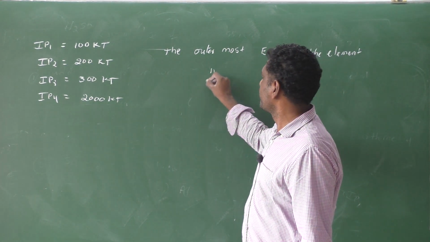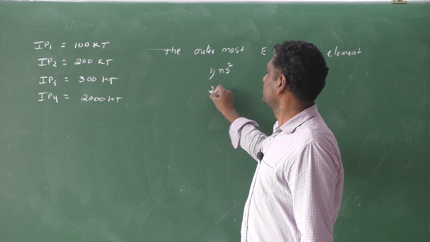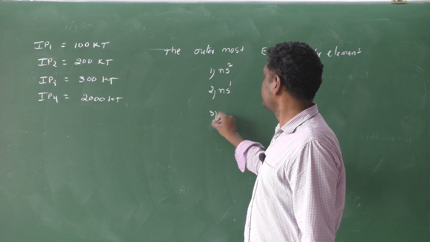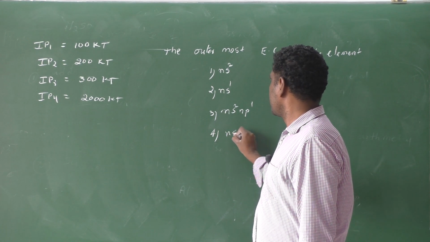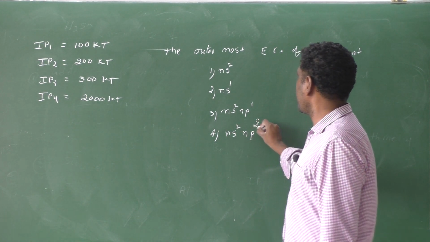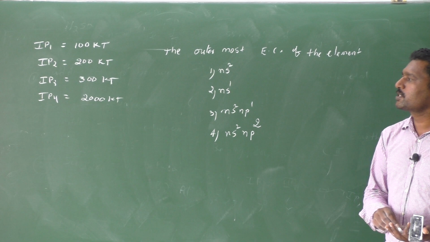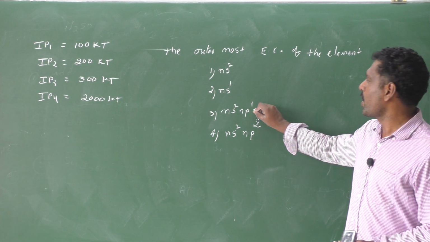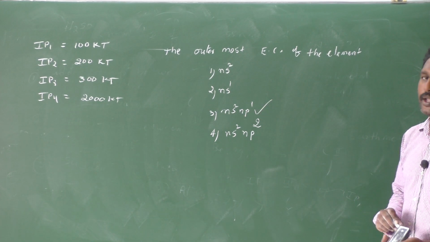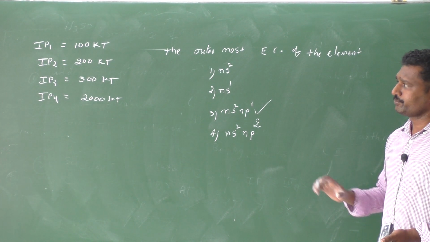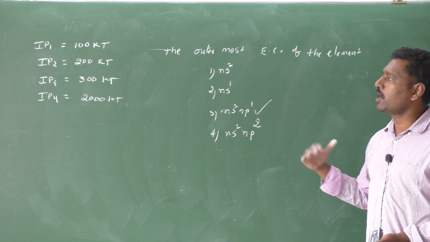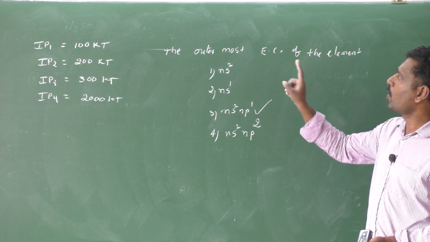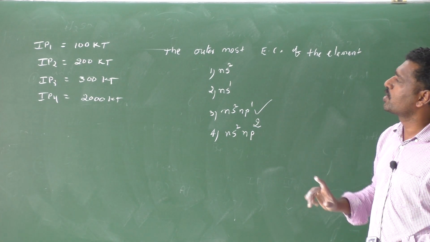So first one, ns2; second, ns1; third, ns2 np1; fourth one, ns2 np2. So which option is correct? Here, same question, we will give different patterns, we will ask the questions. So the outermost electronic configuration of the element is ns2 np1.